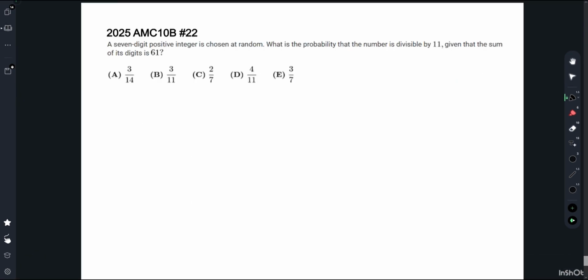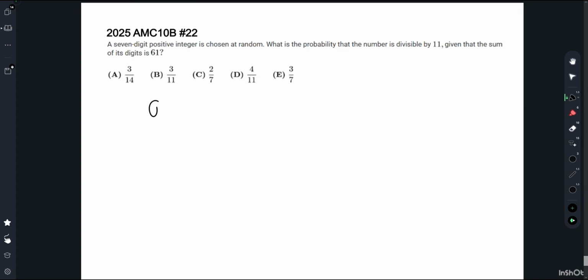AMC10B Problem 22. A 7-digit positive integer is chosen at random. What is the probability that the number is divisible by 11, given that the sum of the digits is 61? So a 7-digit number whose digits add to 61. This is a very particular situation because 9 times 7 is 63. So there are only 2 possible cases that can add to 61.